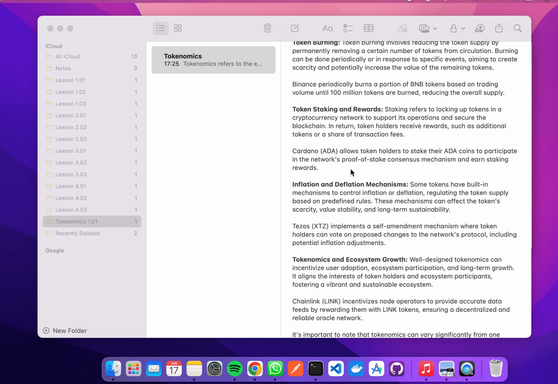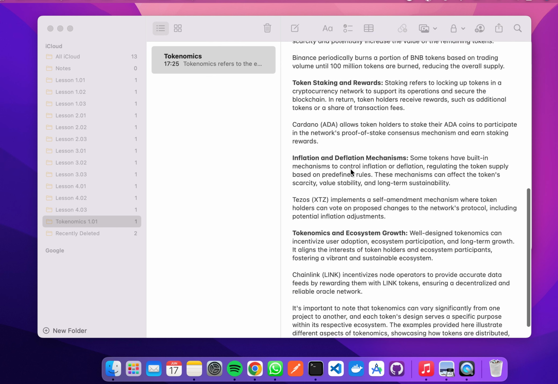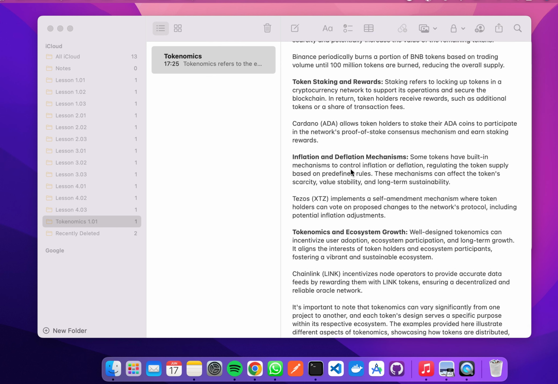There is also inflation and deflation mechanisms. Some tokens have inbuilt mechanisms to control inflation or deflation, regulating the token supply based on predefined rules. These mechanisms can affect the token's scarcity, value stability, and long-term sustainability. Tezos, for example, implements a self-amendment mechanism where token holders can vote on proposed changes to the network's protocol, including potential inflation adjustments.